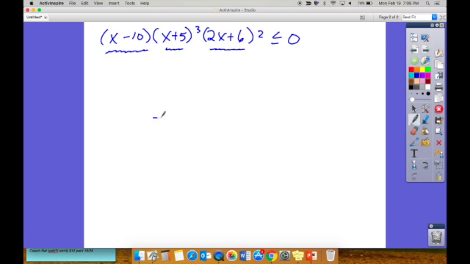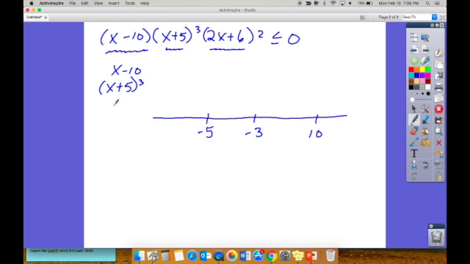My zeros that belong on my sign chart are going to be positive 10, negative 5, and let's see, that's going to be 2x equals negative 6. That's going to be negative 3, right? Okay, so let's see, I've got negative 5, I've got negative 3, and I have positive 10. All right, and then I'll write my factors here, x minus 10, x plus 5 cubed, and 2x plus 6 squared.